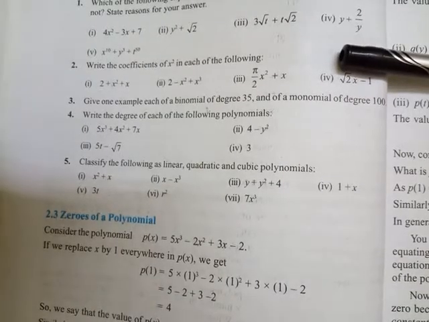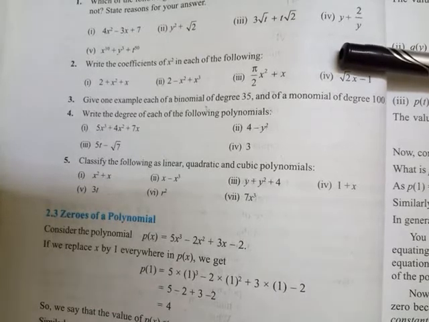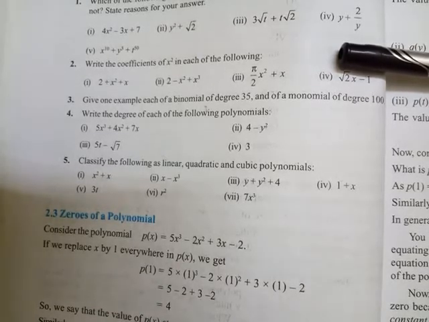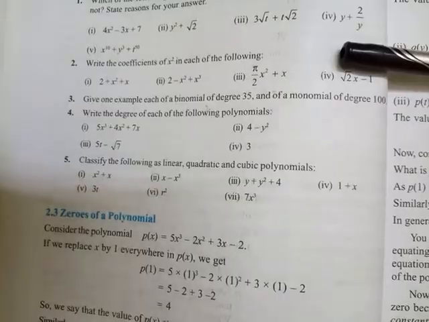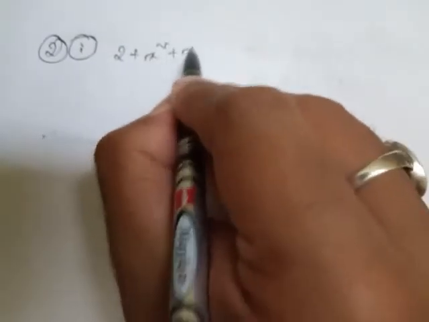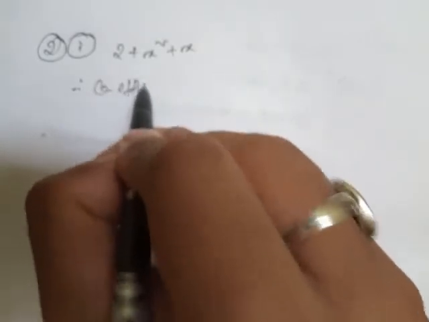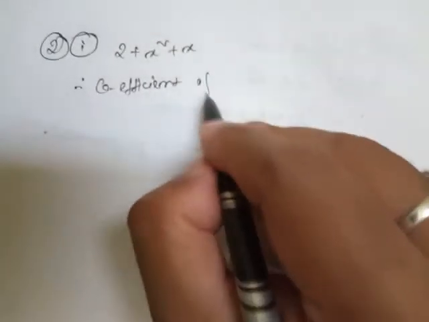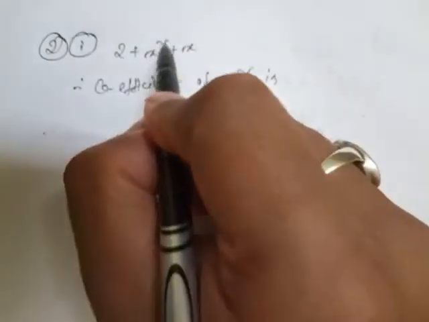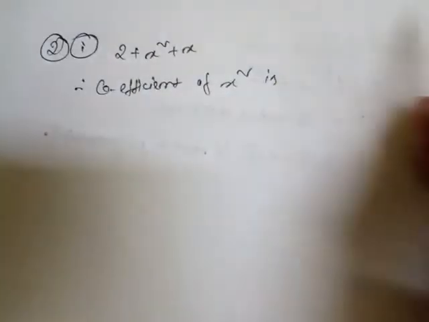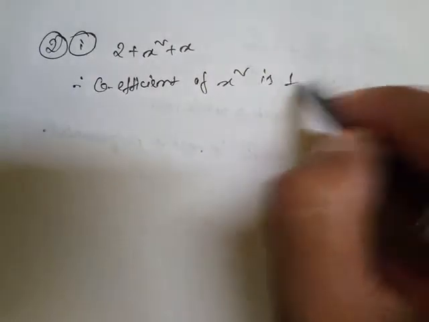Now students, question number 2, write the coefficient of x square of each of the following. So four questions are given here, so we are going to solve the coefficients now. Look, question number 2 Roman 1, we are going to solve here. That question is 2 plus x square plus x. Here we have to find the coefficient of x square only, so we'll write here: coefficient of x square is, look, with x square there is nothing, means 1, so coefficient of x square is 1.